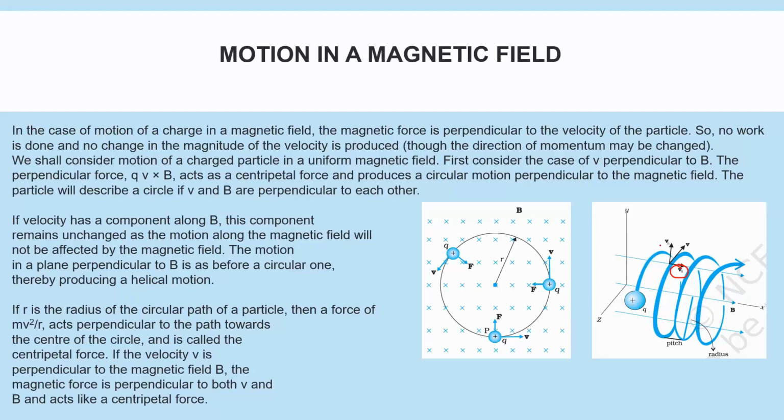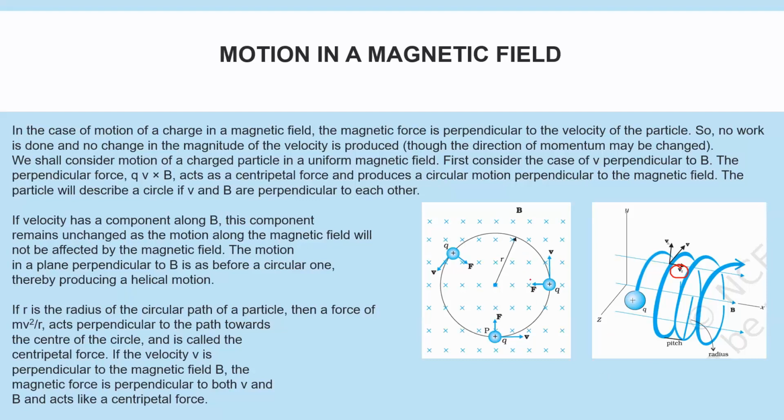So the particle follows a helical motion due to this component of the velocity perpendicular to the magnetic field. If you are considering a circular path, r is the radius of the circular path. Over here, the helical motion is essentially a circular path, but it is also moving in the direction of the magnetic field. So r is the radius of the circular path.